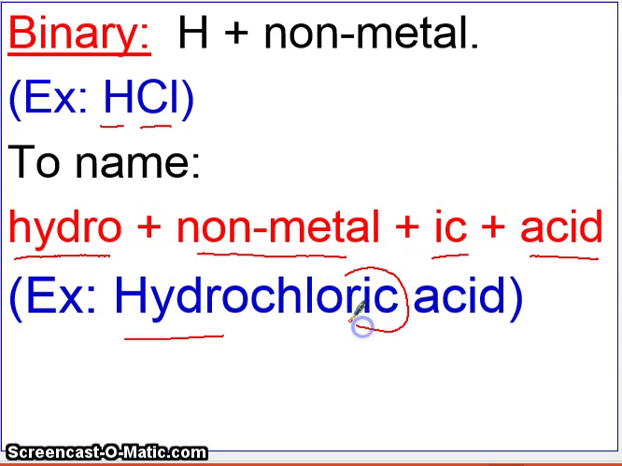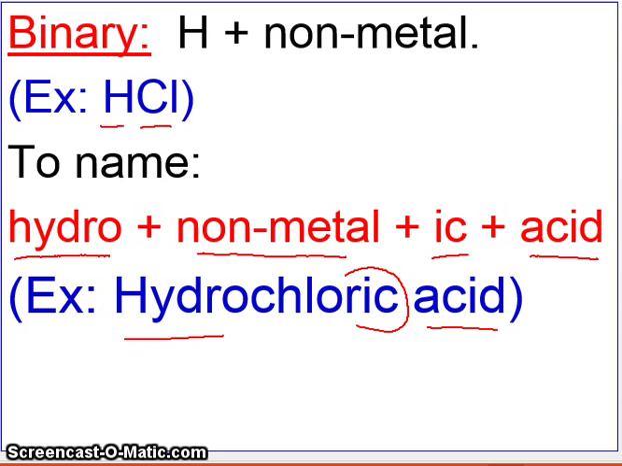This ending ic essentially tells you that you have an acid. If it was just a regular ionic compound, you would say chloride, like sodium chloride. But in this case, it's an acid with hydrogen, so you say chloric. And then at the end, we put acid just to designate it as acid. So hydrochloric acid. You have heard this term. Now you have the rule for naming it. This is for binary acids.